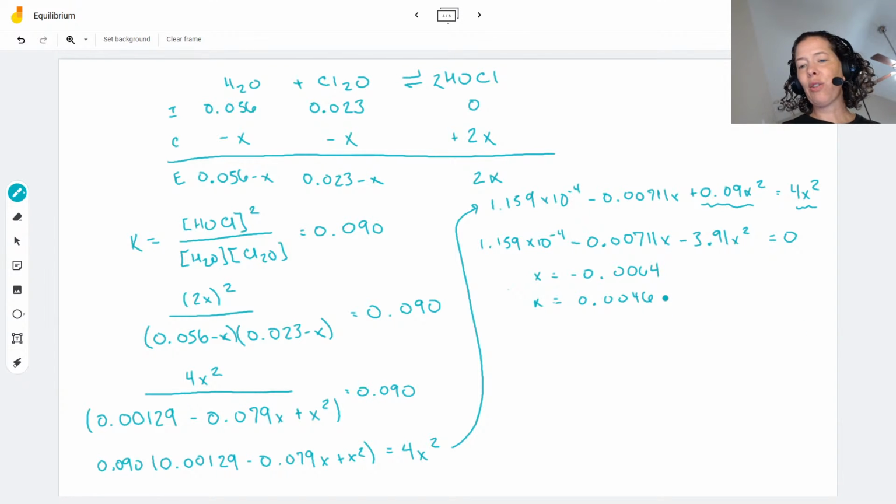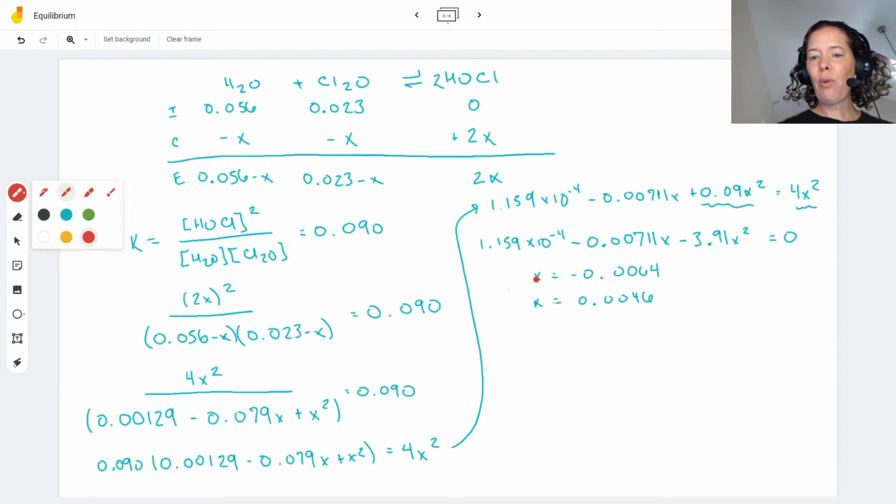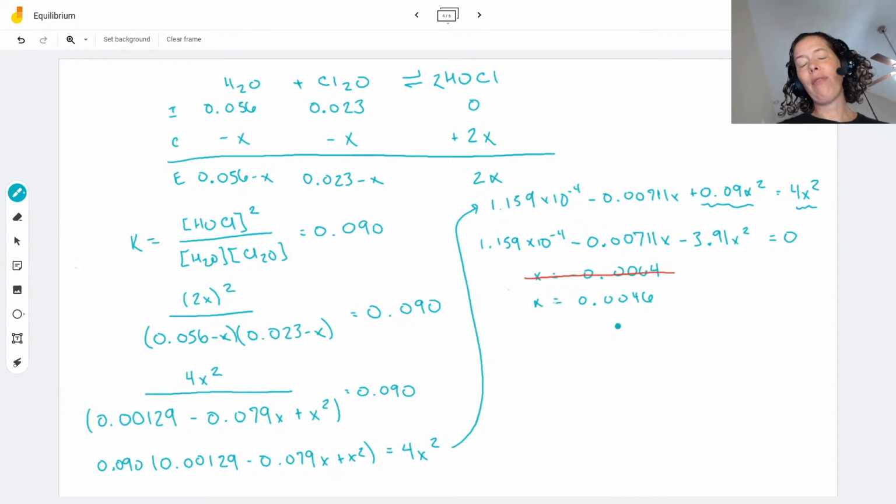Well, this is actually a really easy case. You can't have a negative value for x. So I'm just going to cross through that one, which means automatically this second value for x is your correct value for x for this equilibrium problem. Now that we know what x is, then we can go back and calculate our equilibrium concentrations.